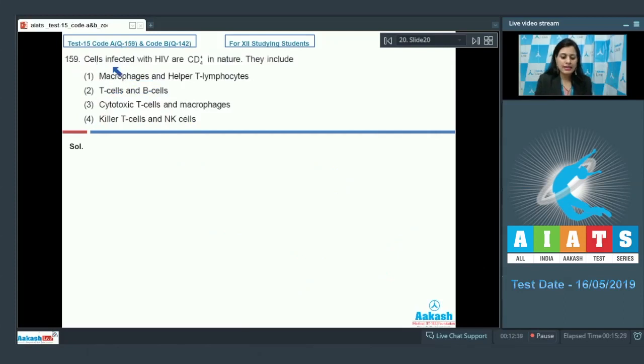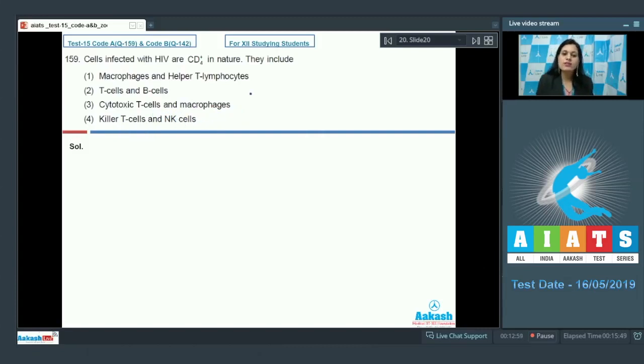Question number 159. Cells infected with HIV are CD4 positive in nature. They include, and the options are macrophages and helper T lymphocytes, T cells and B cells, cytotoxic T cells and macrophages, and killer T cells and natural killer cells or NK cells.